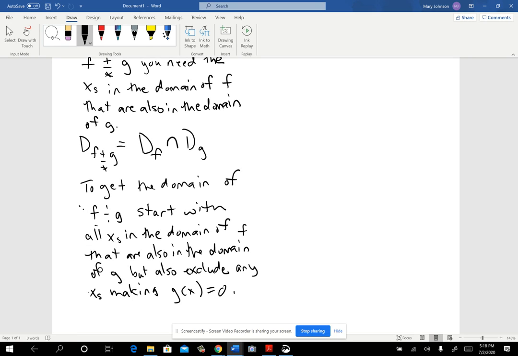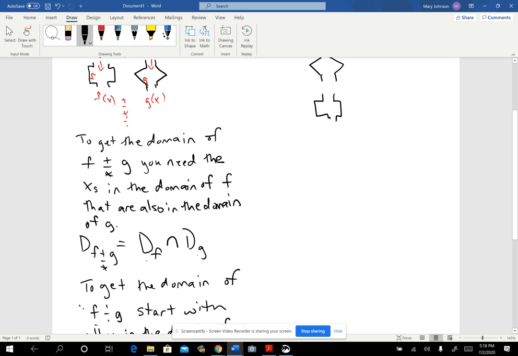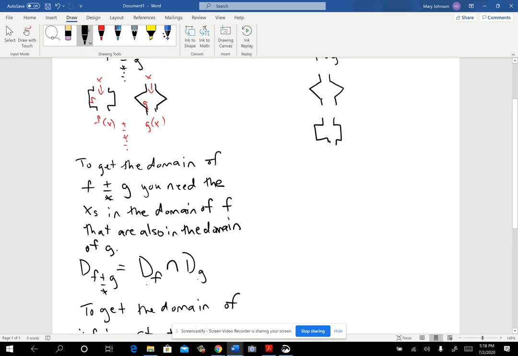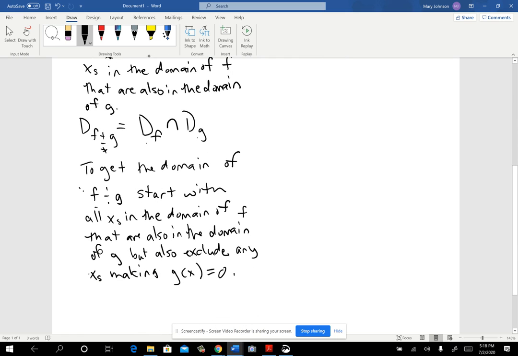Okay, so you start with all x's that are in the domain of f together with the domain of g. Like you have to have x's that get all the way through the f function and also all the way through the g function. Okay. And then for adding, subtracting, multiplying, that's it. That's the domain. If you have divided by, you have to consider things that would make the denominator 0.